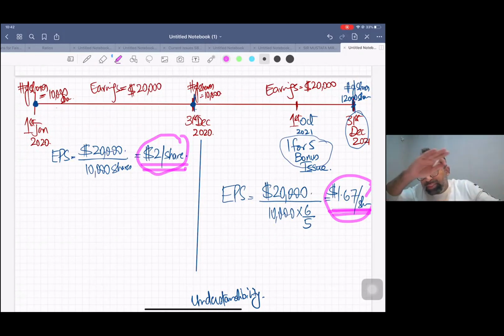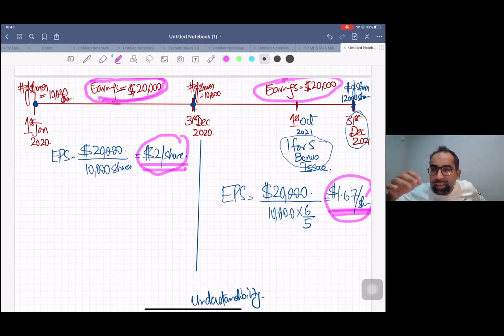Is this decrease in EPS because of a decrease in performance? No, the performance is same. Let me give you evidence. See this, last year earning was 20,000 and this year earning is also 20,000. The performance was going smooth, not going up, not going down. So there is no defect in the performance of the company. It's same. But if you see the EPS, the EPS number has gone down. Why?